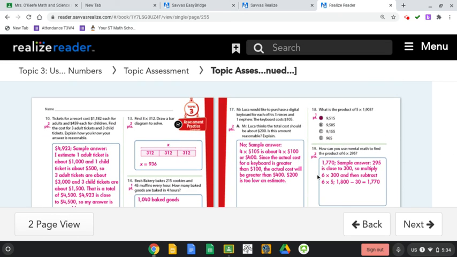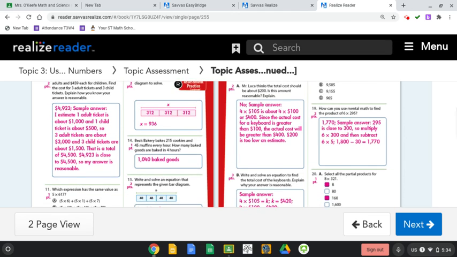Number 17, Mr. Luca would like to purchase a digital keyboard for each of his 3 nieces and 1 nephew. The keyboard costs $105. Mr. Luca thinks the total cost should be about $200. Is this amount reasonable? Explain. Nope. 4 times 105 is about 4 times 100, so we know that it's going to be at least $400. So since $400 is nowhere near $200, it is not going to be a reasonable answer.